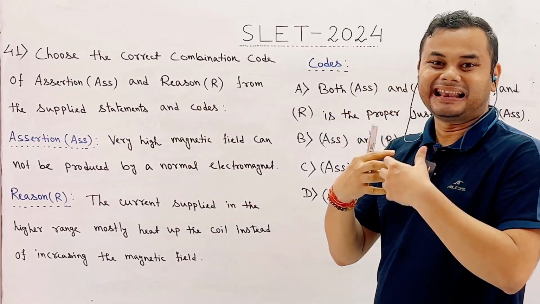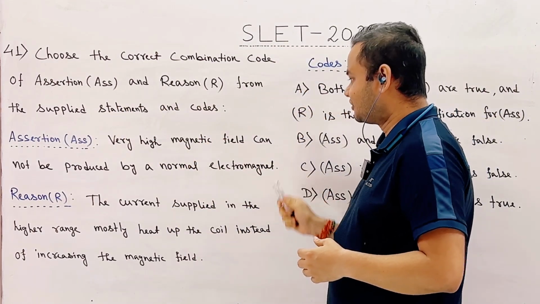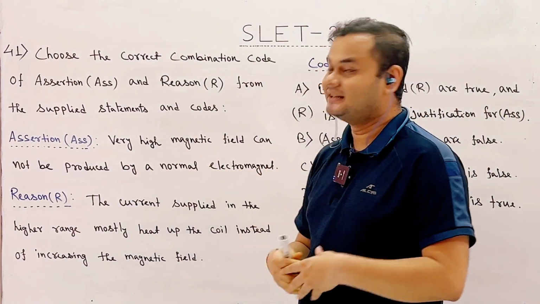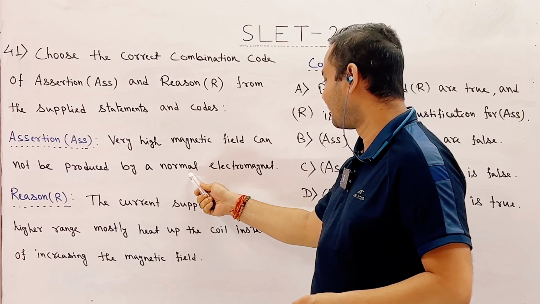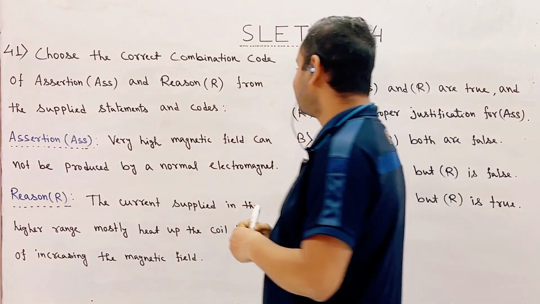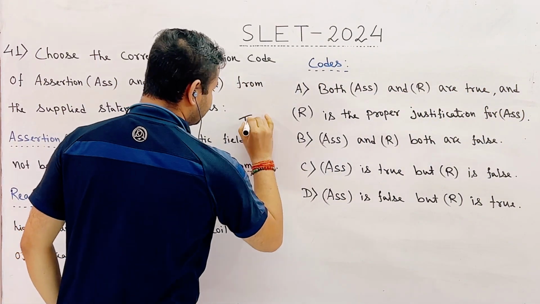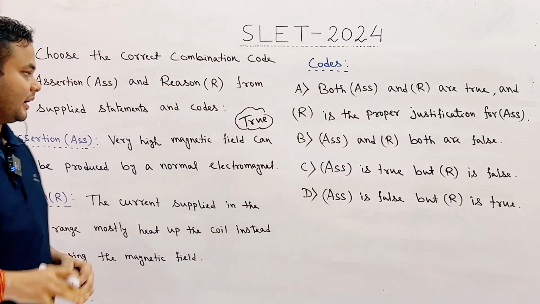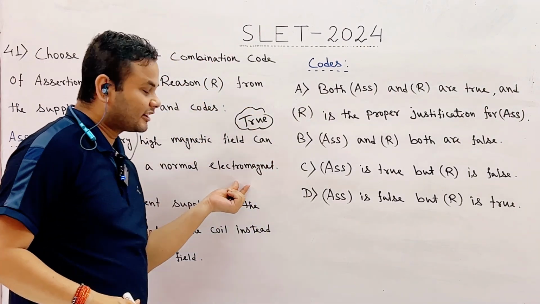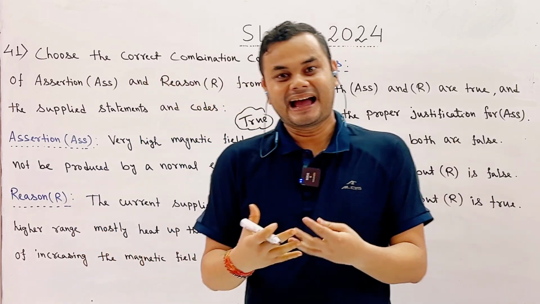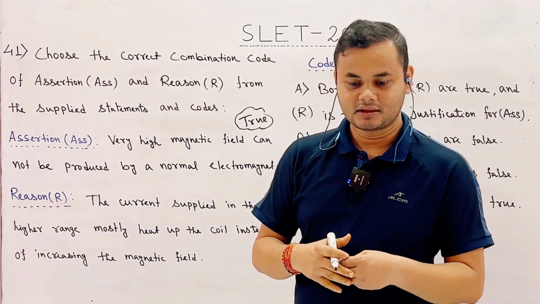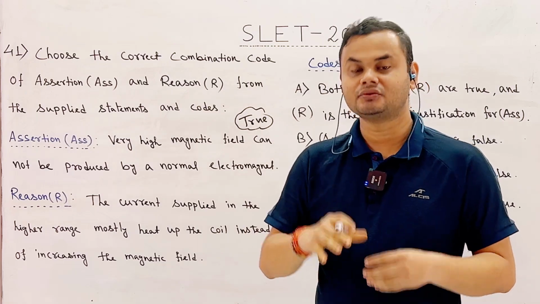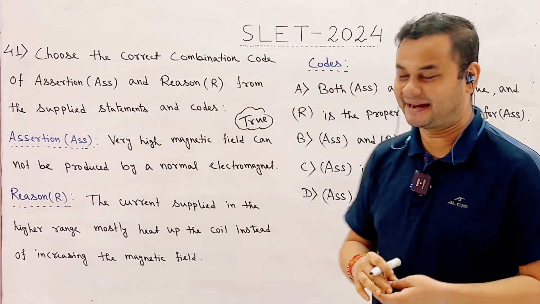Now first, let me read the statements of assertion and reason. Assertion: very high magnetic field cannot be produced by a normal electromagnet. Yeah, this statement is true. Always remember, with the help of normal electromagnet, we cannot produce very high or intense magnetic fields. Nowadays, very high or intense magnetic fields are produced with the help of superconducting magnets.